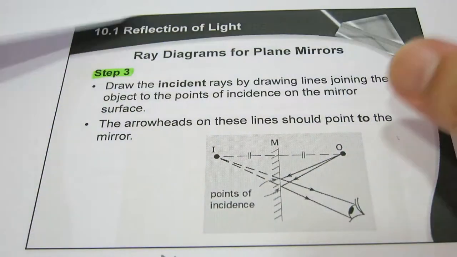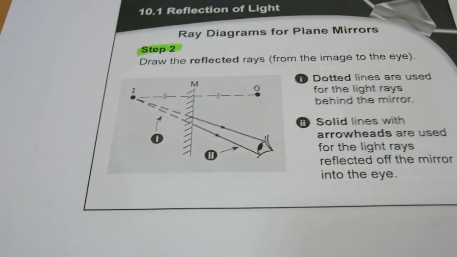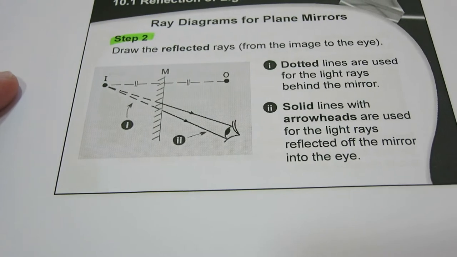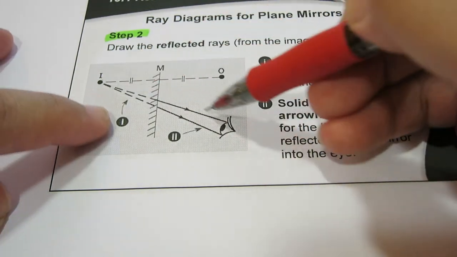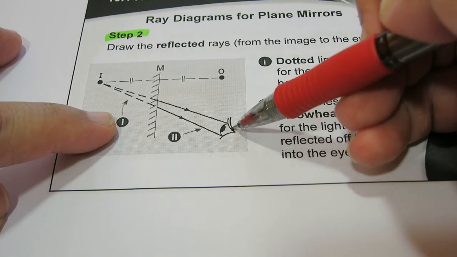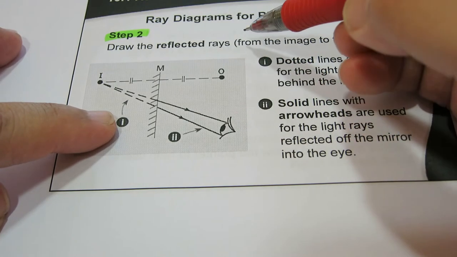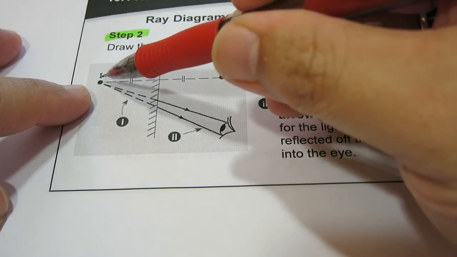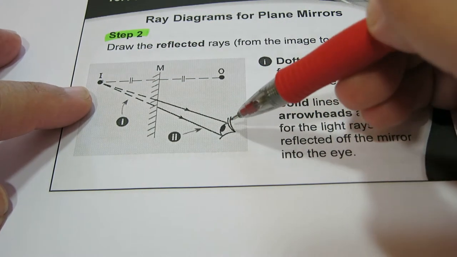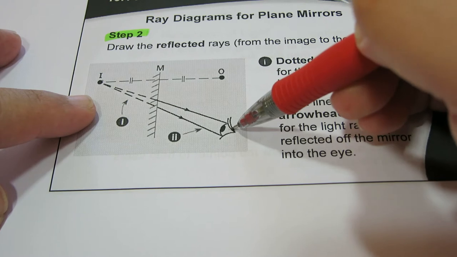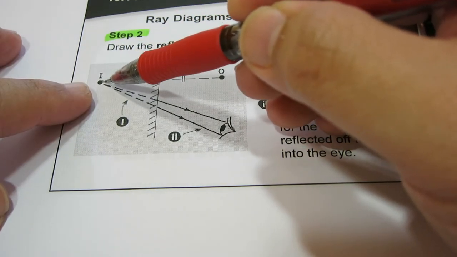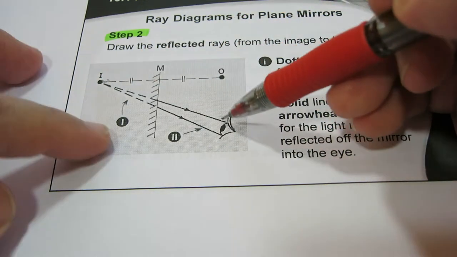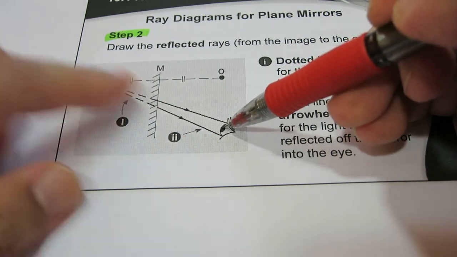Alright, step two is actually to draw the reflected ray. So now that you have located the image, you are supposed to use a ruler to connect the image to the eye. Sometimes they may ask you to draw two lines, sometimes they may just ask you to draw one line, but basically the essence is I just connect the image to the eye, because the eye or the observer sees where the image is. The brain tells him that the image is being formed here. So you draw and you connect from the eye towards the image.